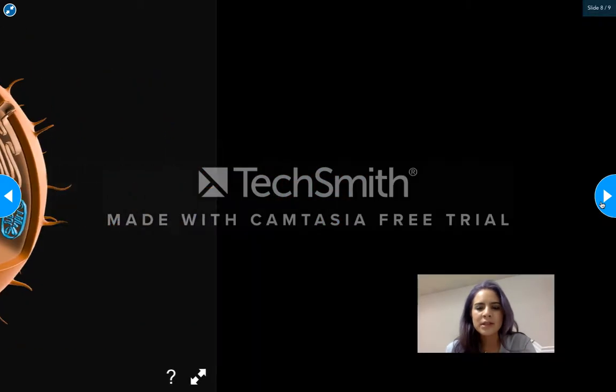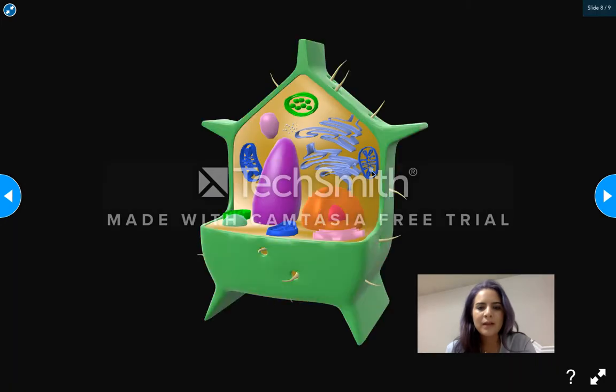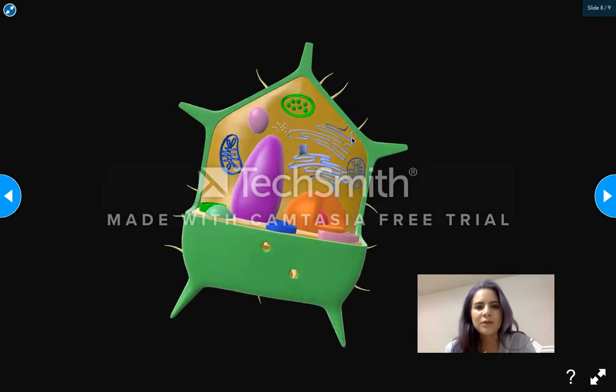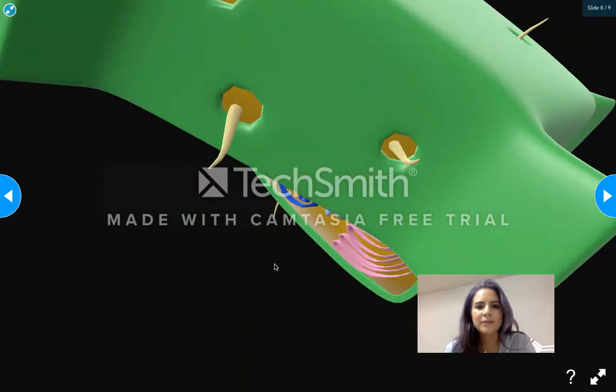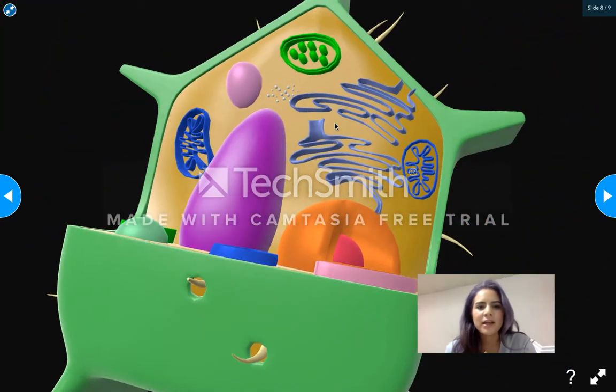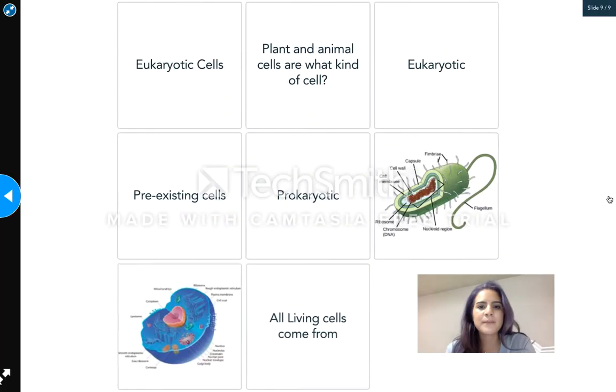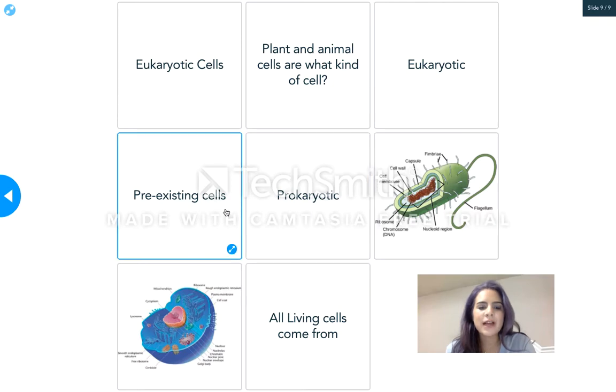Then it goes into the plant cell, so just being able to look at it from different perspectives and point out the differences, and again doing this in a small group discussion and then bringing it out into a whole class discussion. And then this is one of the activities that NearPod allows me to do.